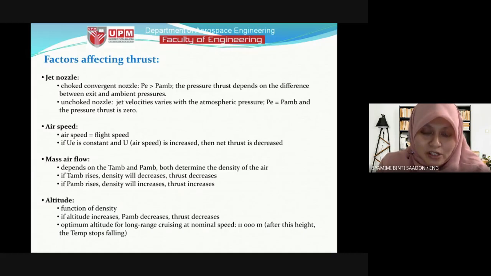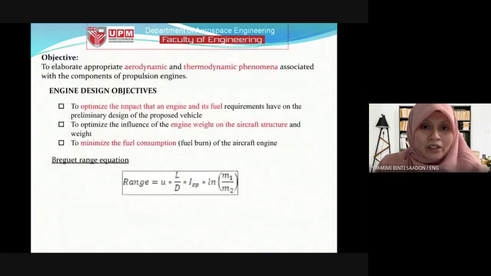So when the temperature is lower, the thrust will increase. That's why for long range flight, we choose to fly at night, to minimize the fuel use, to save fuel as well. Because at night the temperature is lower, so the thrust will be better, so we do not need too much fuel. So we can save a bit of fuel, so that's why.